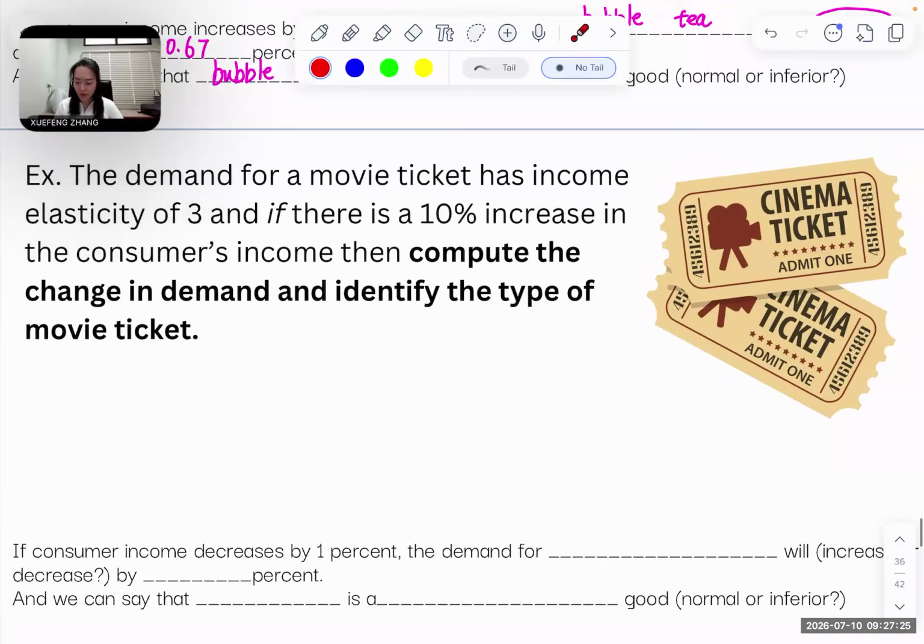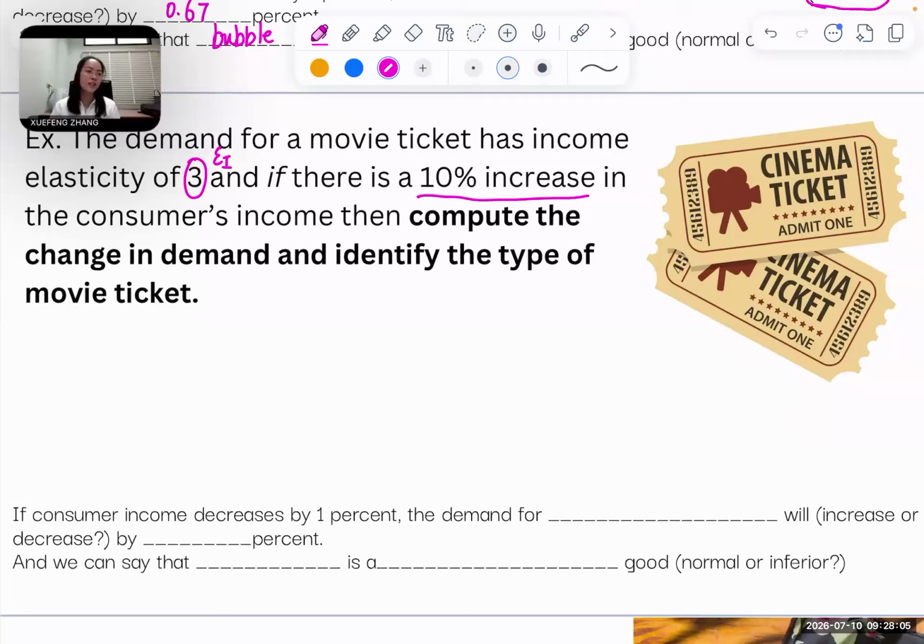Next example, movie tickets. Maybe you're gonna go to the cinema with your friends on the weekend. Okay, who knows? Let's see the question. The demand for a movie ticket has income elasticity of 3. What does this mean? This means the epsilon I is 3. And if there is a 10% increase in the consumer's income, then compute the change in demand and identify the type of movie ticket.